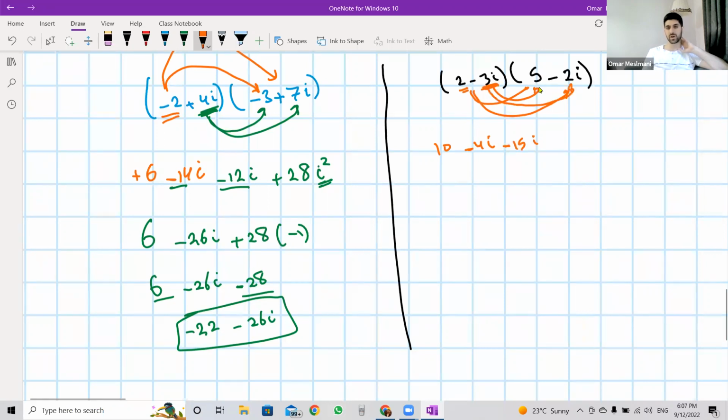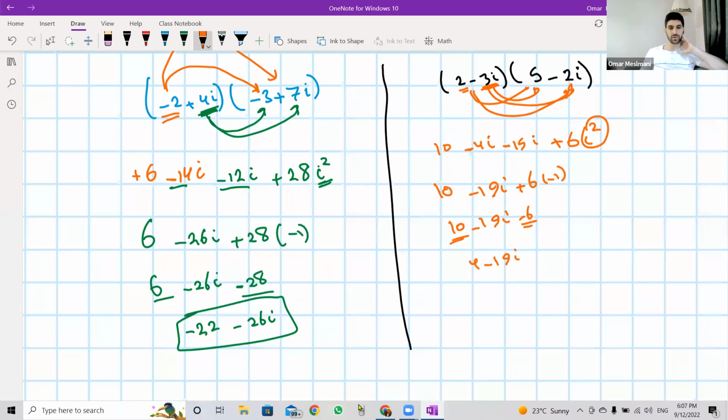-3i times -2i. First of all, negative times negative is positive. 3 times 2 is going to be 6. i times i is going to be i squared. I have 10 minus 19i. All right, so i squared is basically -1. So plus 6 times -1. So 10 minus 19i minus 6. So 10 minus 6 is going to be 4 minus 19i.